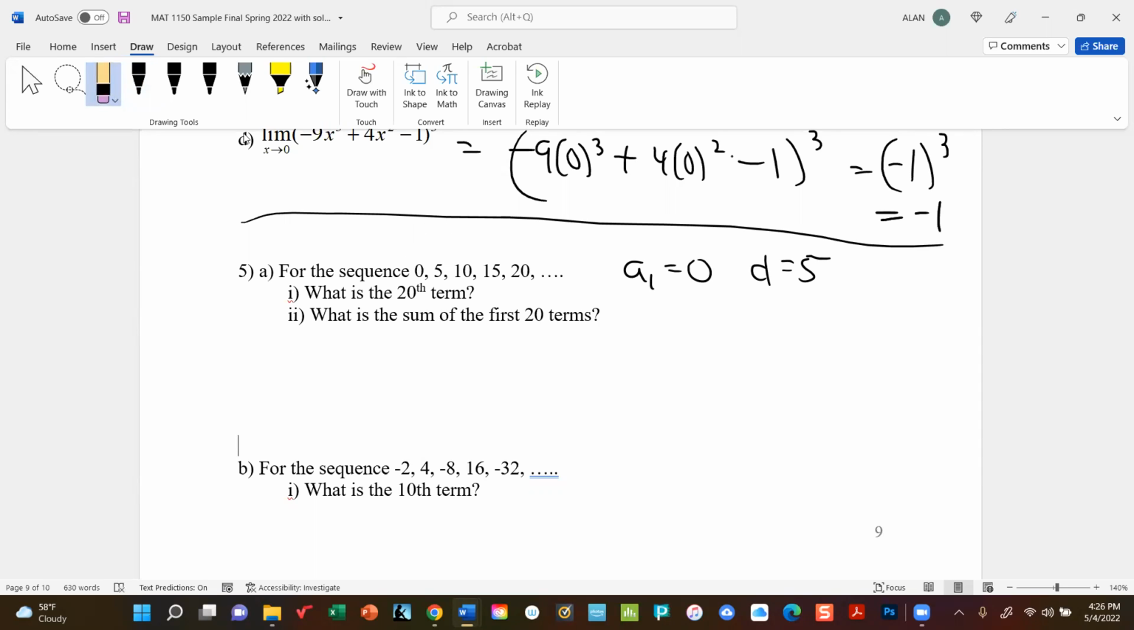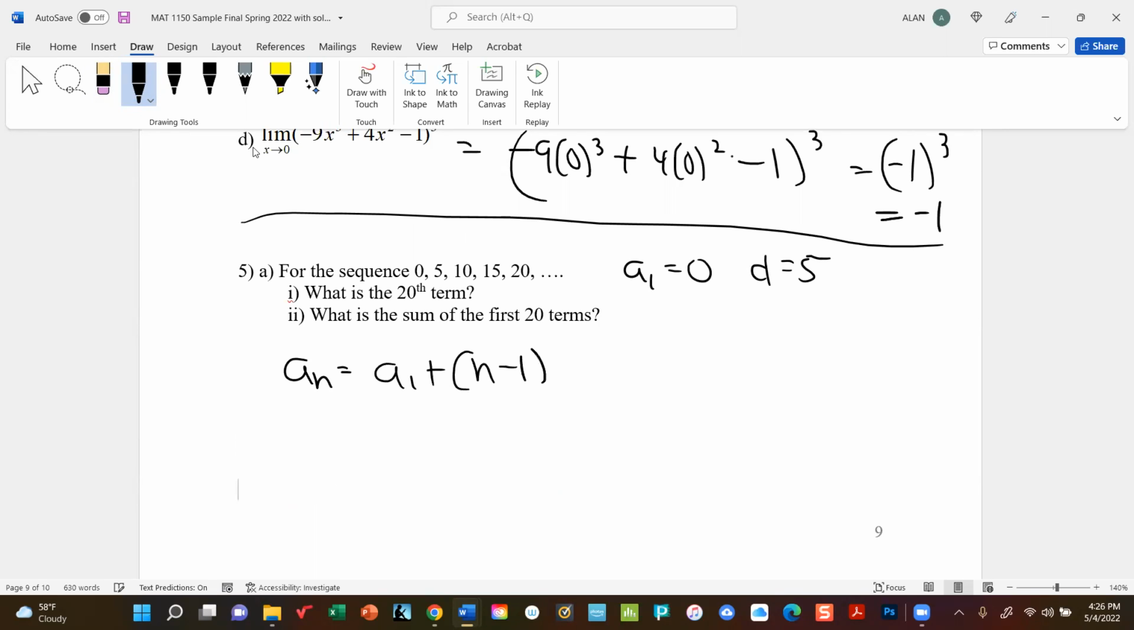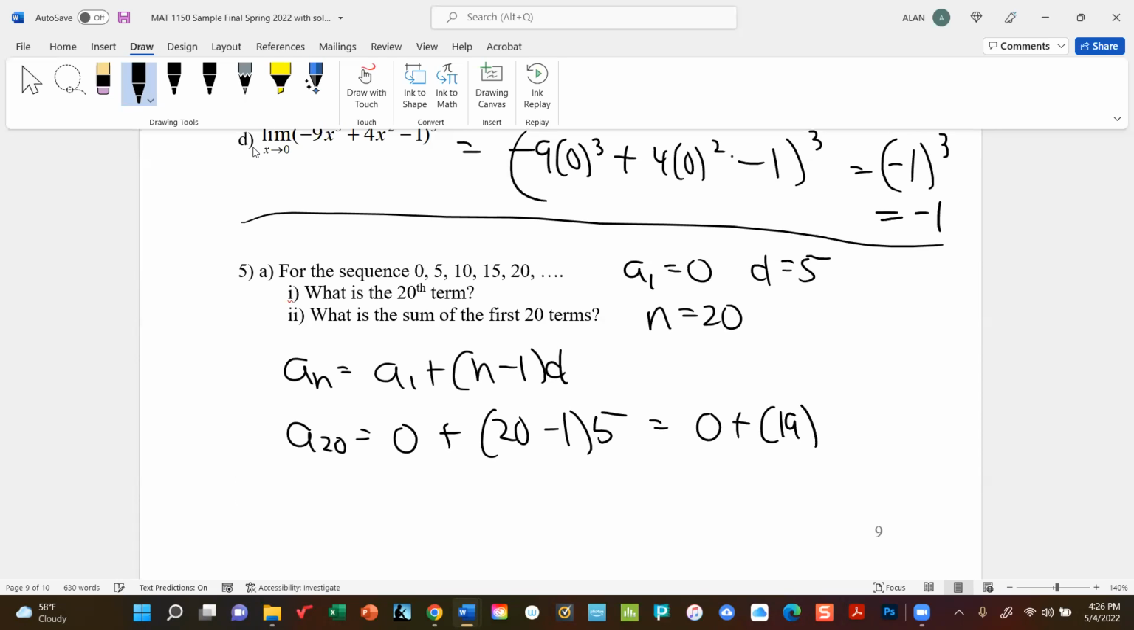Okay. So with that being the case, I want to know what the 20th term is. So I had this wonderful function to let us do exactly that. So in this case, n is 20 because I'm looking for the 20th term. So I've got a20 is equal to 0 plus 20 minus 1 times 5, 95. So if I kept writing them out, when I got to the 20th term, it would be 95.